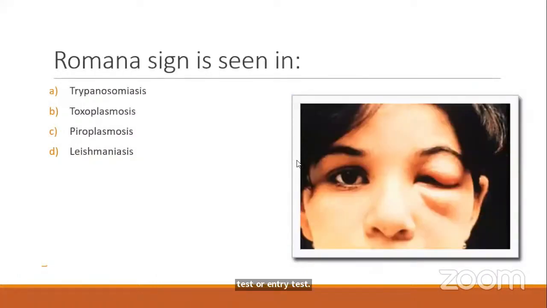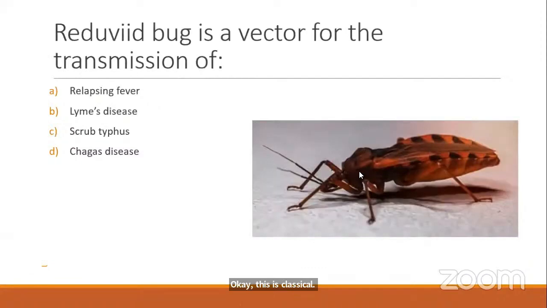Romana's sign is seen in which of the following conditions? Yes, it is trypanosomiasis, especially Trypanosoma cruzi, that is Chagas disease. Okay, this is classical subcutaneous edema occurring in the unilateral upper eyelid. So what is the disease caused by the Reduviid bug? Yes, it is the same, that is Chagas disease.